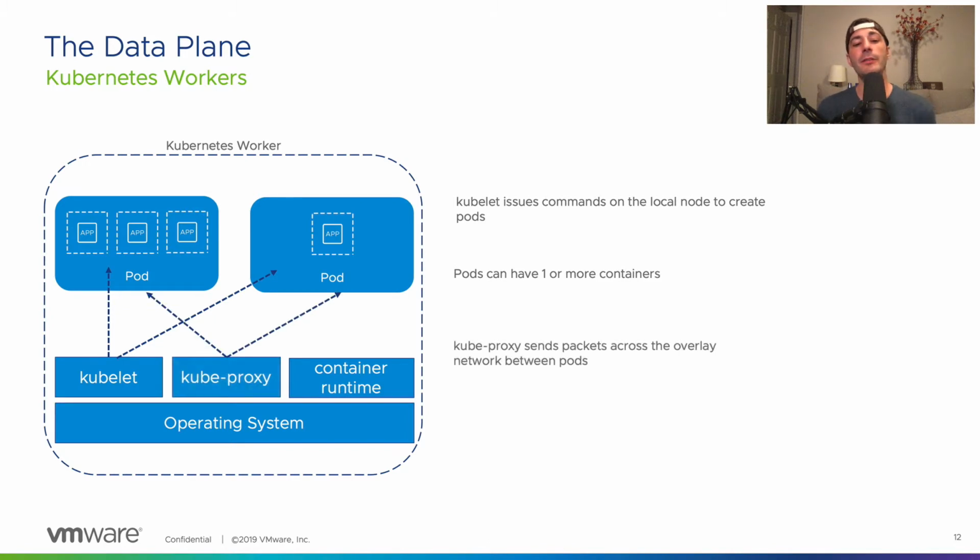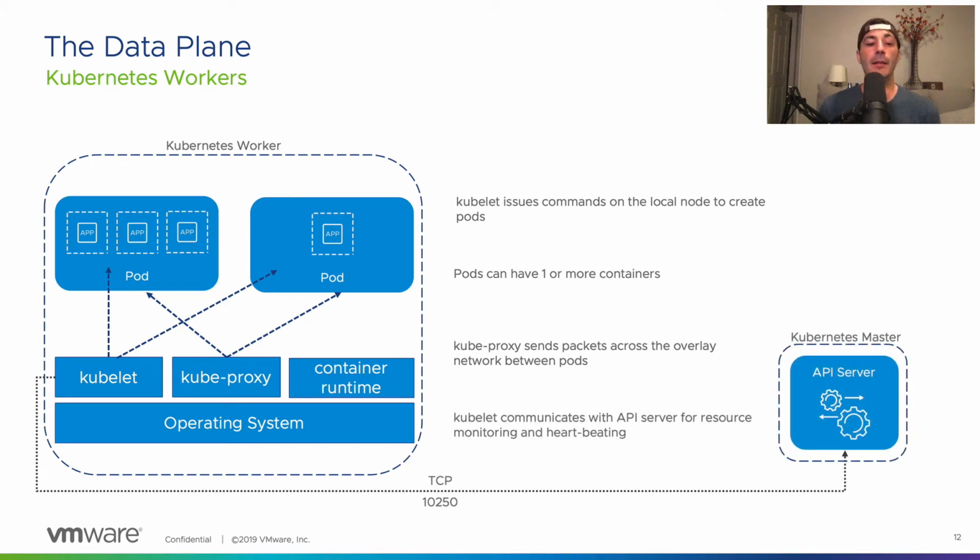And then there's another service called the kube proxy. Kind of sounds like network proxy. It's exactly what it is. It will be responsible for sending packets between pods over the overlay network, as well as figuring out how to get constant communication out from the pod to external resources that want that. And then all of this, as I mentioned, the kubelet is in constant communication with the API server. The API server, again, is the heart of all of this. And this is going to be responsible for resource monitoring as well as heart beating.